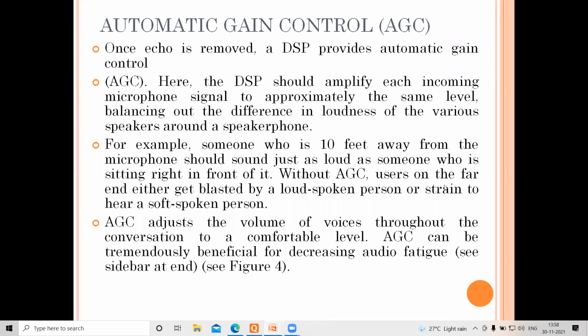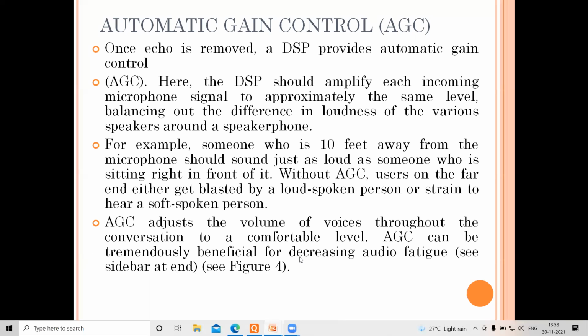Without AGC, users from the far end might get blasted by a loud spoken person or strain the ears of the device they are using. What AGC does is adjust the volume of voices throughout the conversation to make and keep this conversation at a comfortable level.